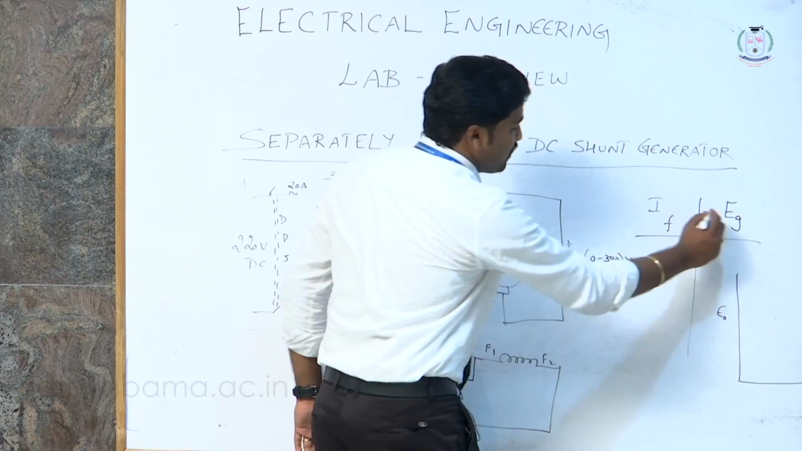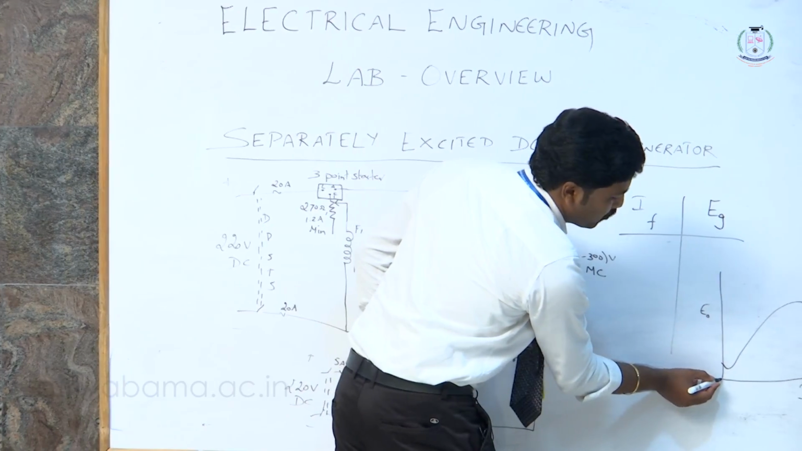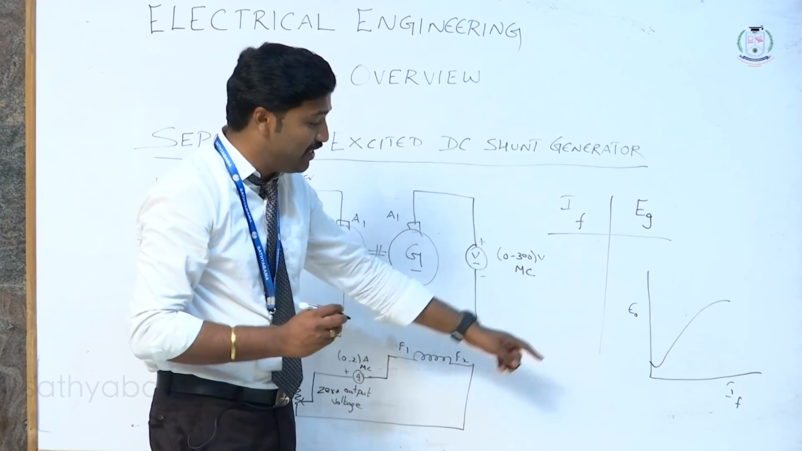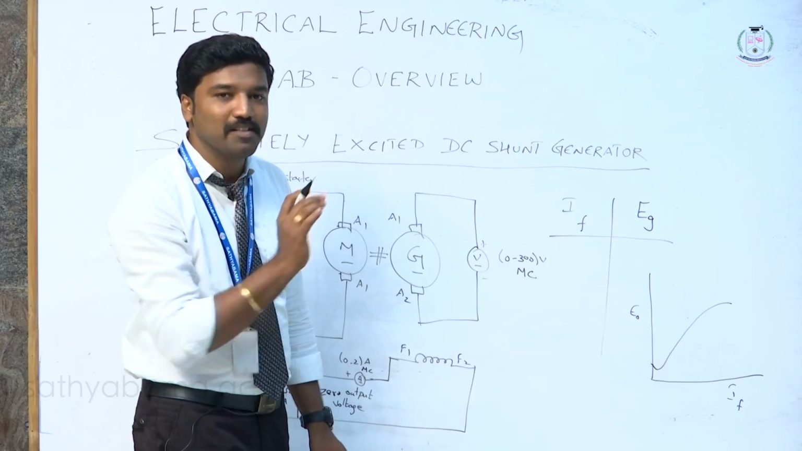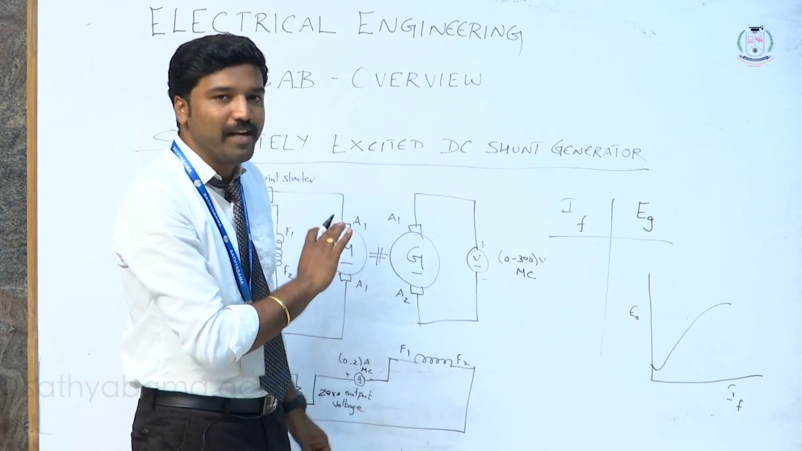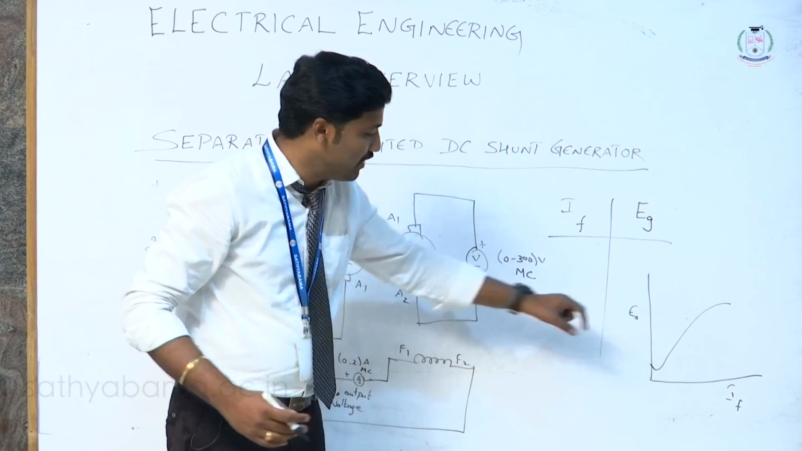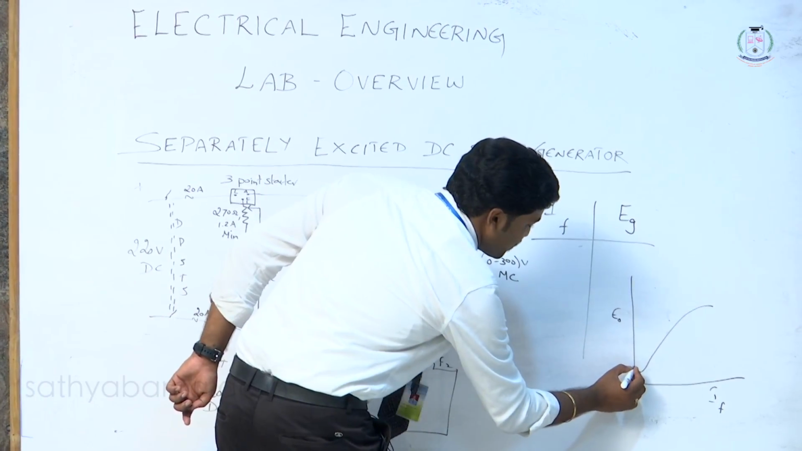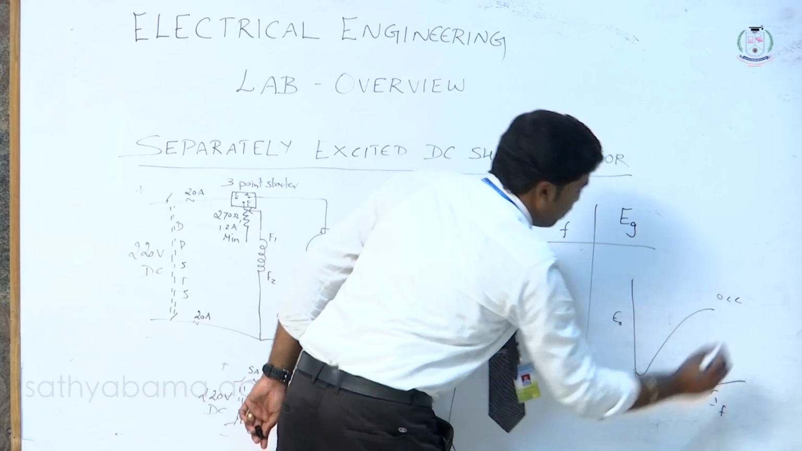So in this, IF and E naught should be recorded as a curve. There is a small delay; it should not start from 0 directly. That delay is nothing but residual voltage. Any machine has residual magnetism present inside it, which is transferred in terms of residual voltage. After that residual voltage, the value starts rising, and this is nothing but the OCC curve.